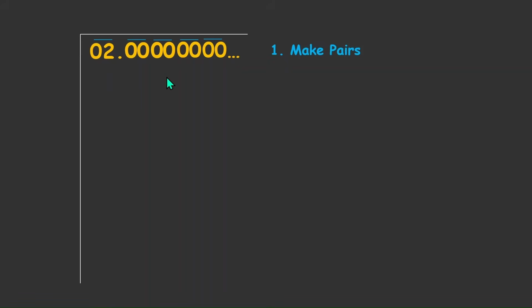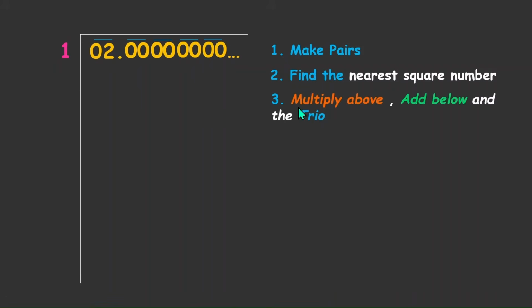Now the first step to find the square root is we need to find a number whose square is closest to 2. That would be 1. So first we'll write 1 here as the divisor. And there's a rule of trio here that works, where we have to multiply above, add below, and the trio. This step is exactly what makes it different from the normal long division.